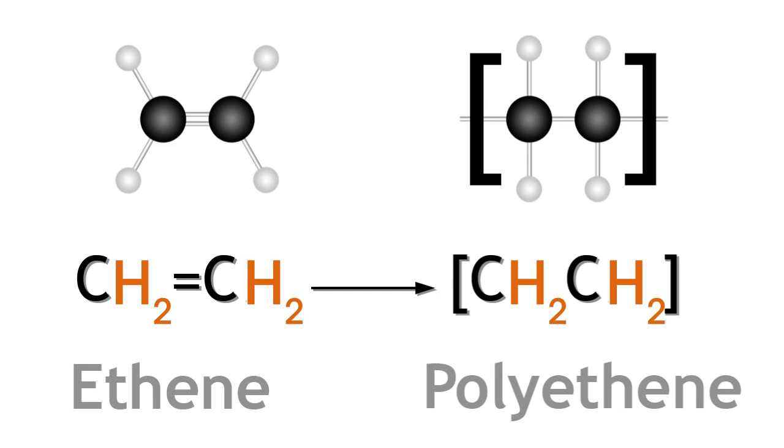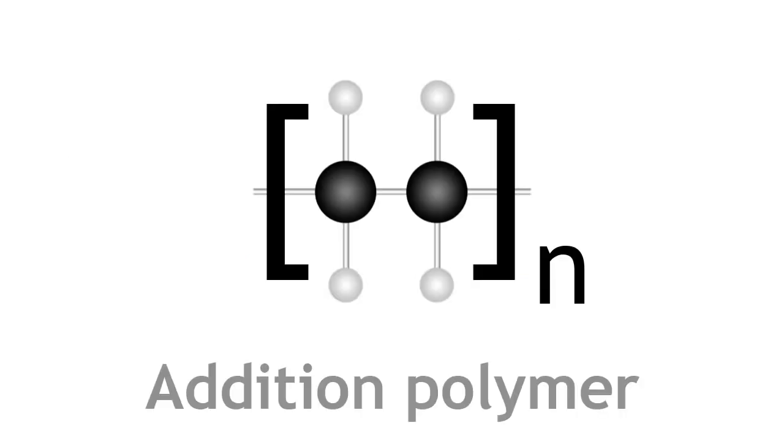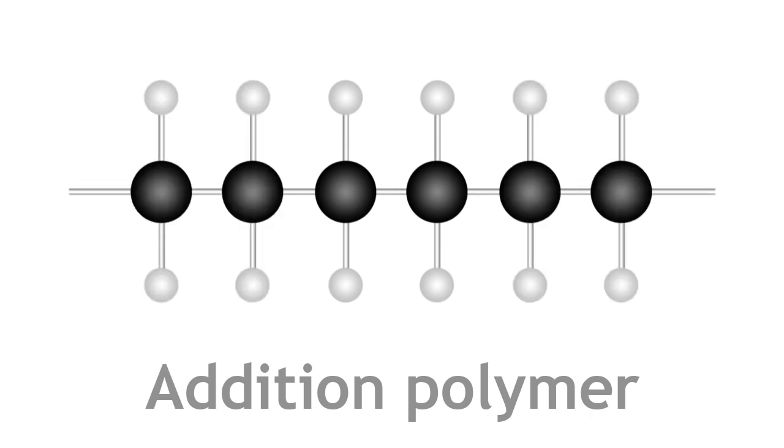Since the number of molecules that can join together to make up the polymer can vary, we use n to represent the number of repeat units. Consequently, we must also go back to ethene and balance the equation with n number of ethene molecules going in. This type of polymer is called an addition polymer. The monomer is just repeated and only one product, the polymer itself, is formed.